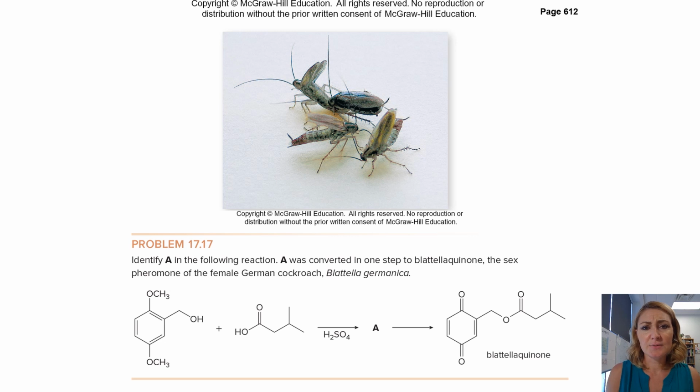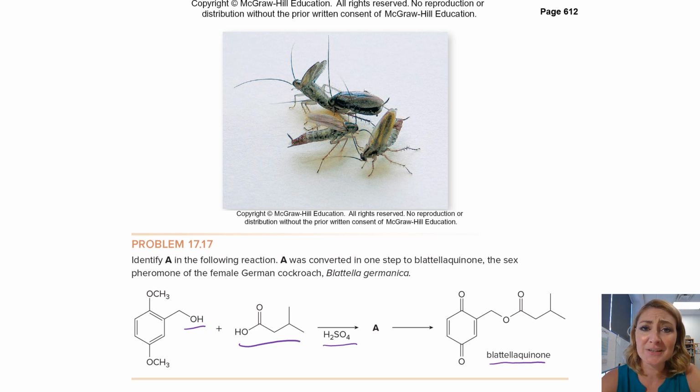One application, a very strange application of esterification, is in the formation of blattellaquinone, which is a sex pheromone for the female German cockroach. Here we see we start with a carboxylic acid and an alcohol, and it goes through an esterification reaction in the presence of sulfuric acid, and we form this sex pheromone.